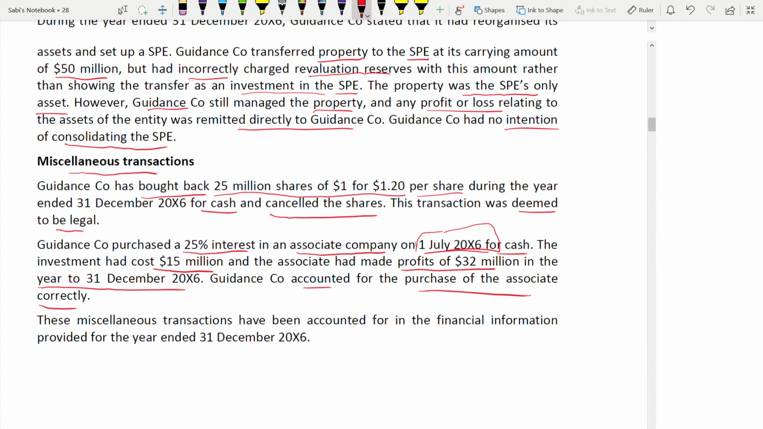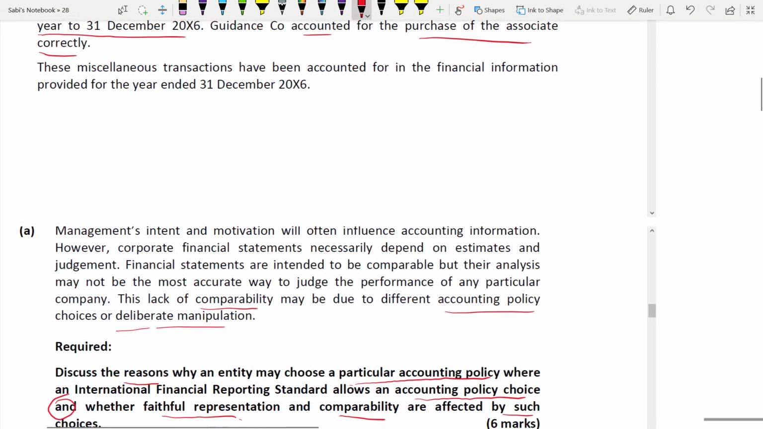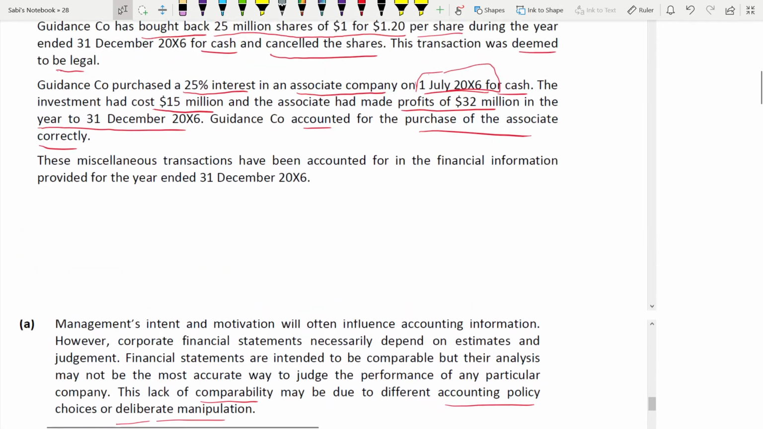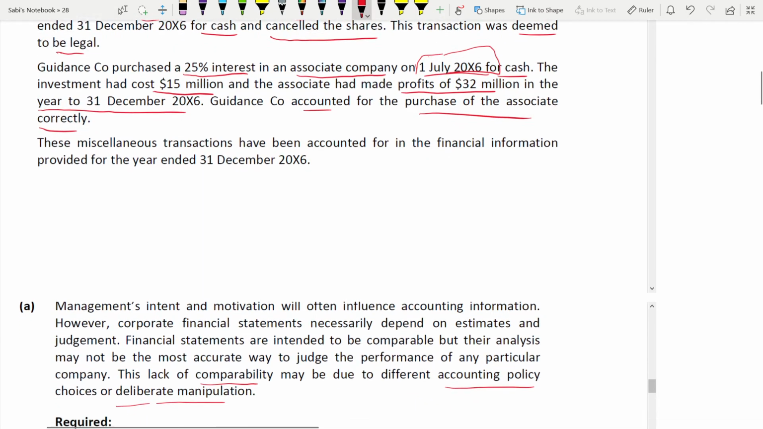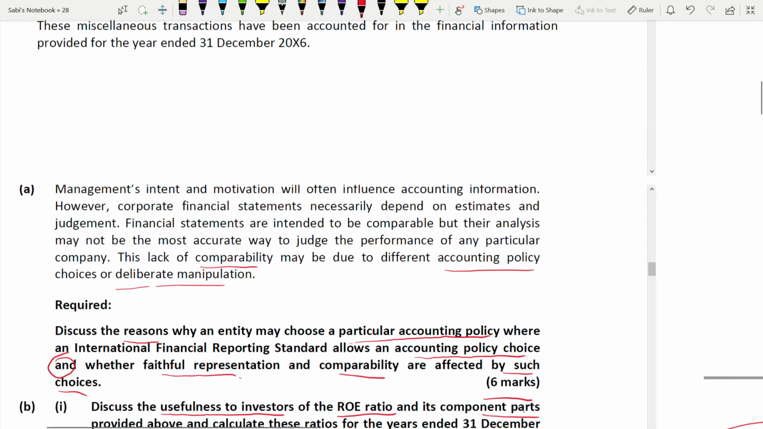The transactions have been accounted for in the financial statements provided for the year ended 31st December 2006. These miscellaneous transactions have been accounted for in the financial information. So now we need to correct it.